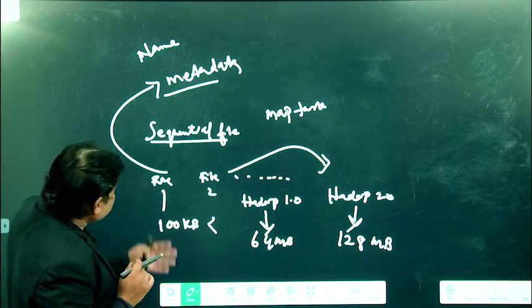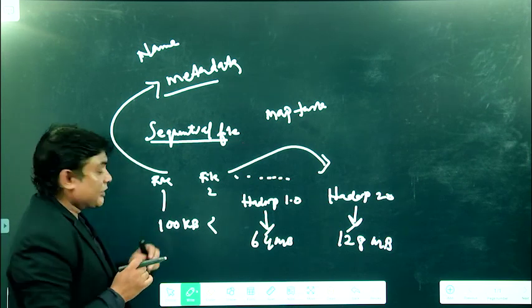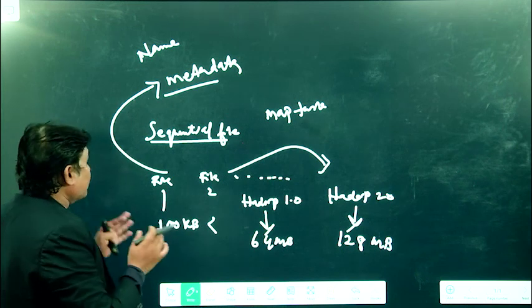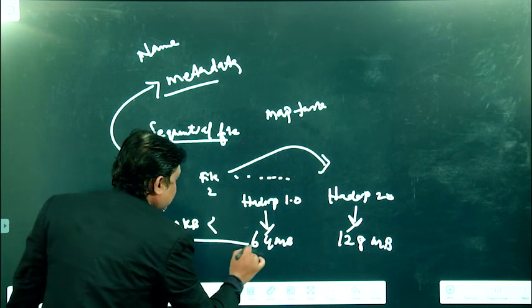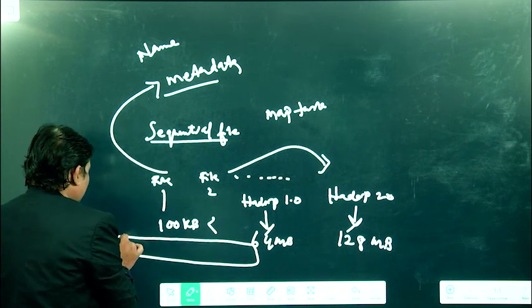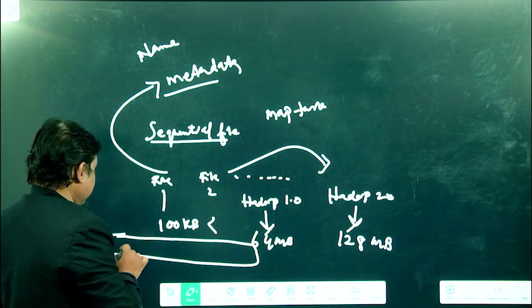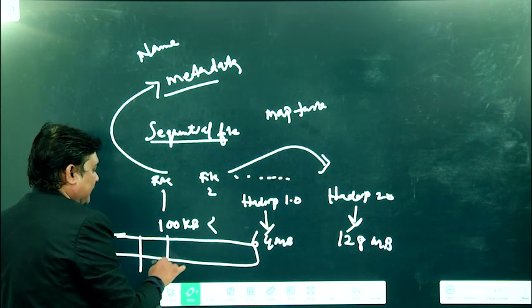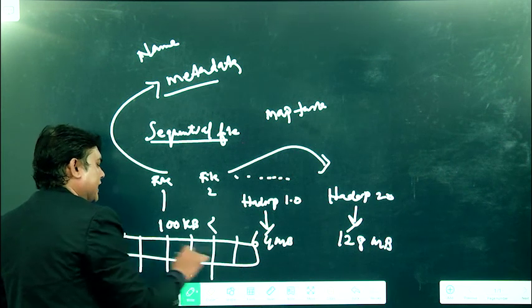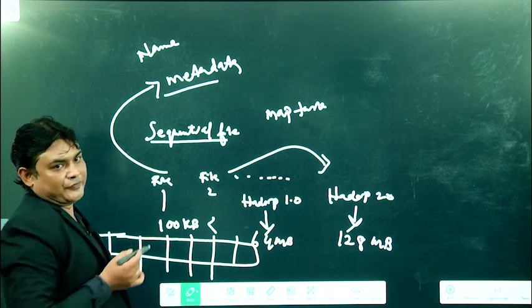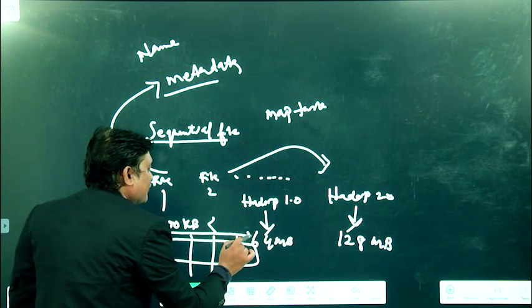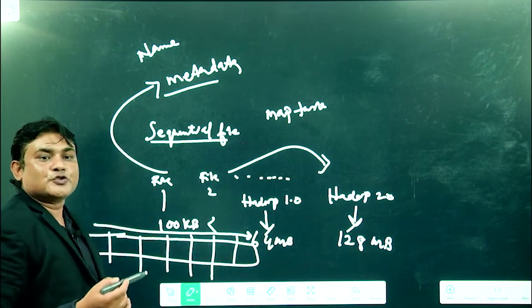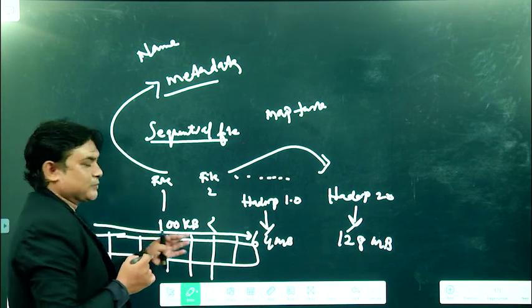So how do we solve this problem? To solve it, we combine all these files and make a sequential file. All files should be combined: file 1, file 2, file 3, file 4, 5, all of them, and we make one long file, a sequential file. So the sequential file is used to combine all the small files.